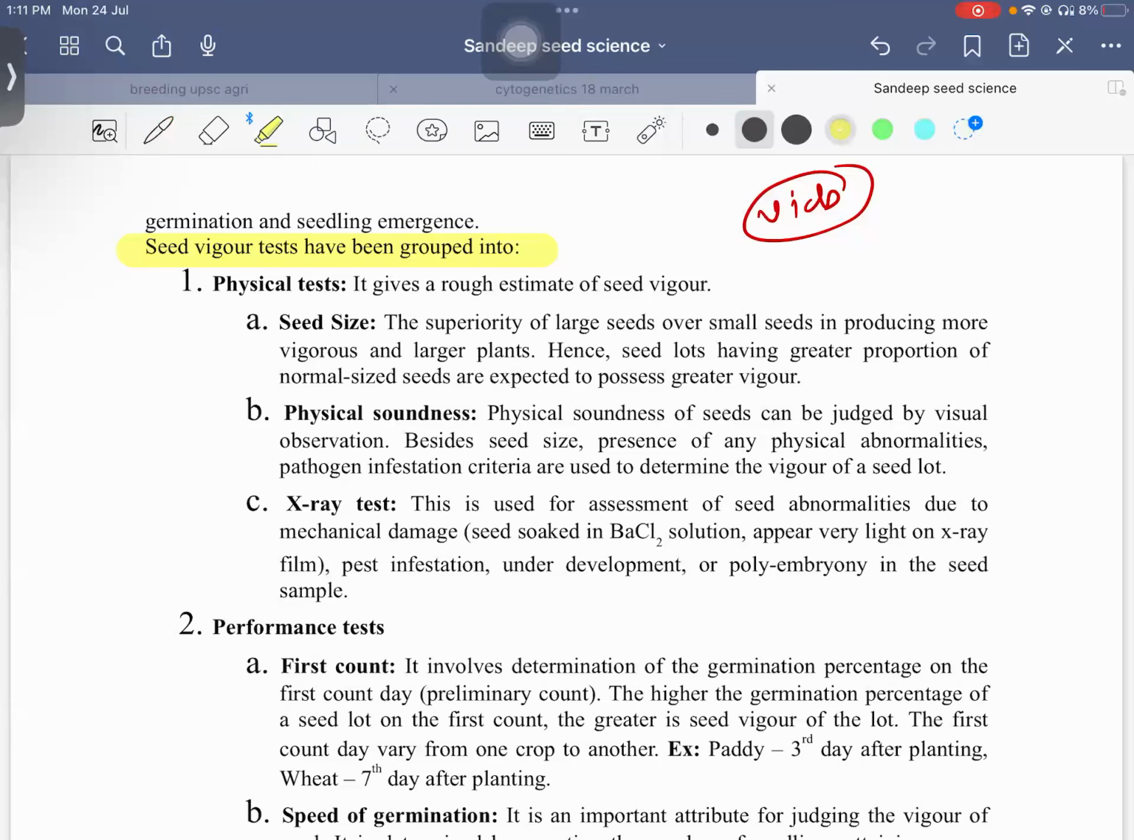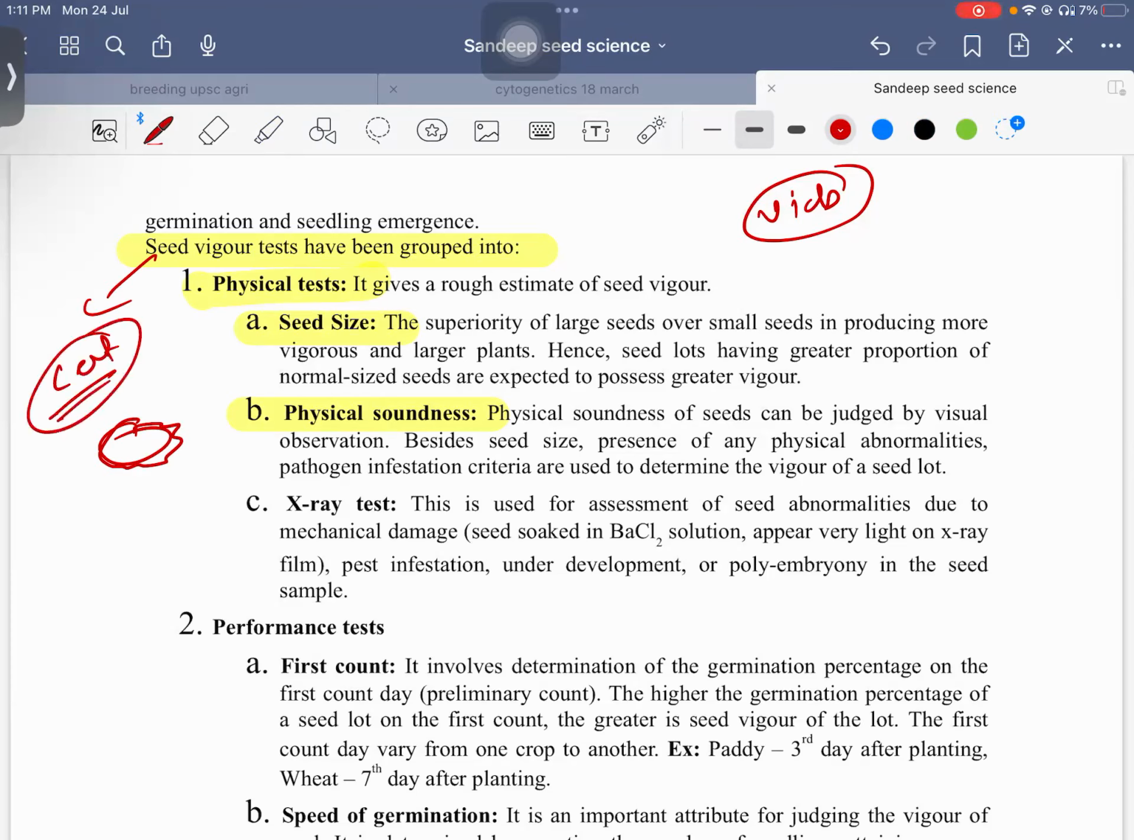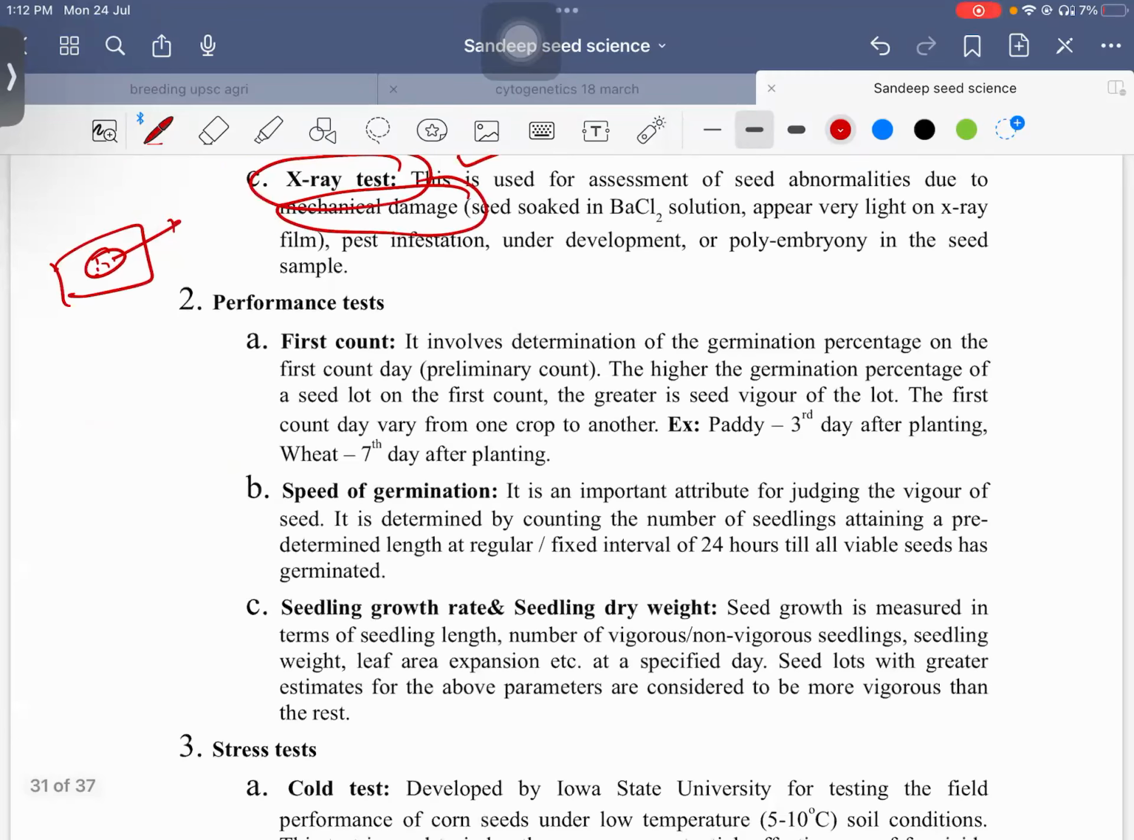Here we also do simple physical tests, based on physical things, like we see whether it is a normal seed or not. Next, physical soundness, whether there are any abnormalities. These things we mainly do when submitting our seeds for certification. They will check whether the seed is really worth releasing. Then we can also do an X-ray test, like we do for humans, and check whether the seed has any damage or pest attack or not.